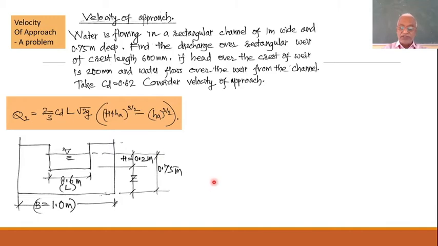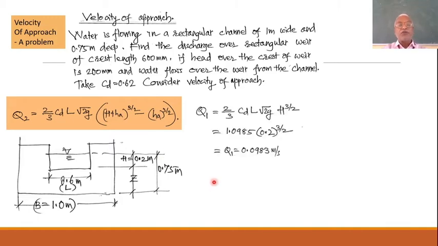Now what is done is, with the plain equation of rectangular notch, first I will calculate the discharge without considering velocity of approach. Q1 is equal to 2 by 3 CD L root 2g H raised to 3 by 2. Plain substitution: L is equal to 0.6, g equal to 9.81, H as 0.2, and simplifying I get Q1 equal to 0.0983 meter cube per second. It should be meter cube per second, it cannot be meter per second.